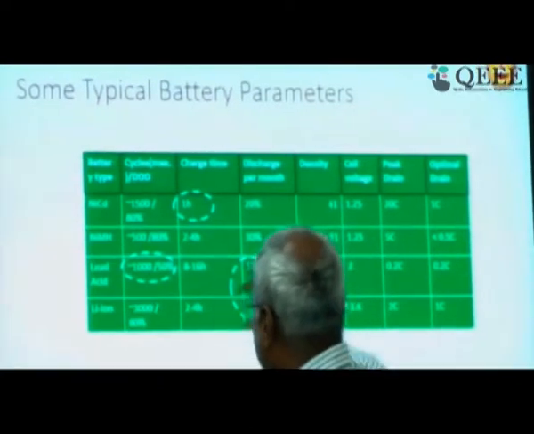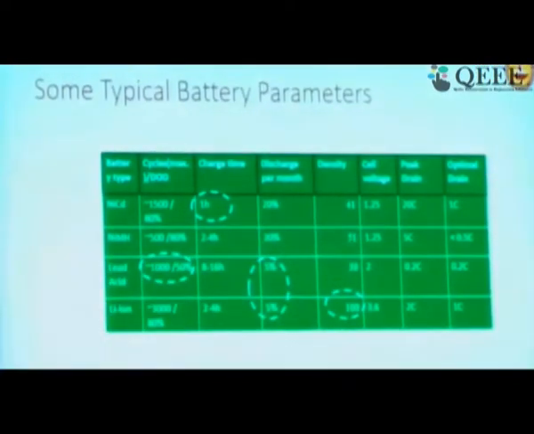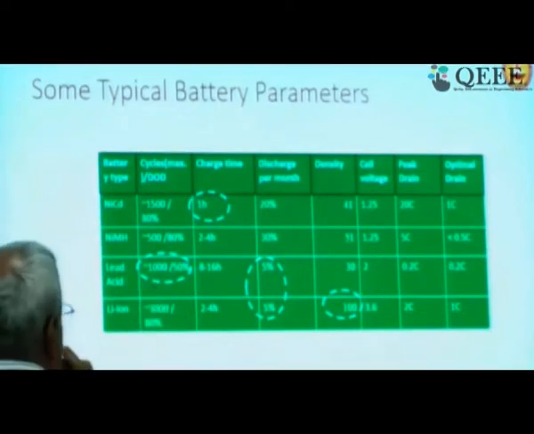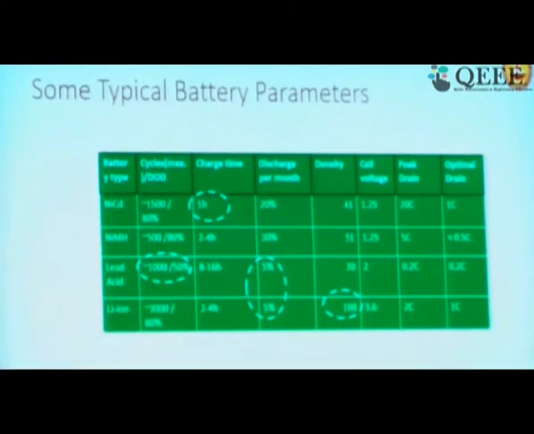Lead acid and lithium ion batteries, on the other hand, do not have a very high self-discharge rate per month. Lead acid can do 1,000 cycles if you do 50% discharge. Lithium ion can do 3,000 cycles if you do 80% or even 90% discharge.